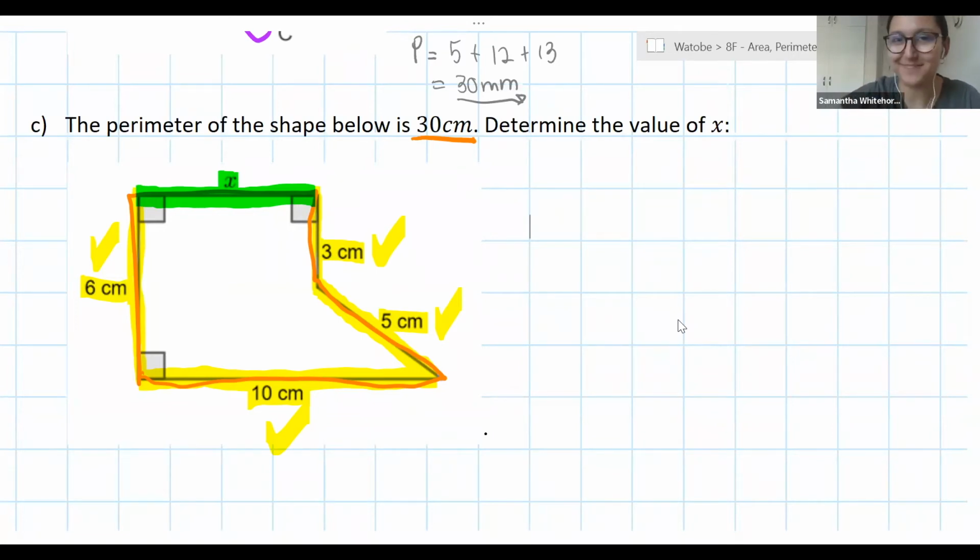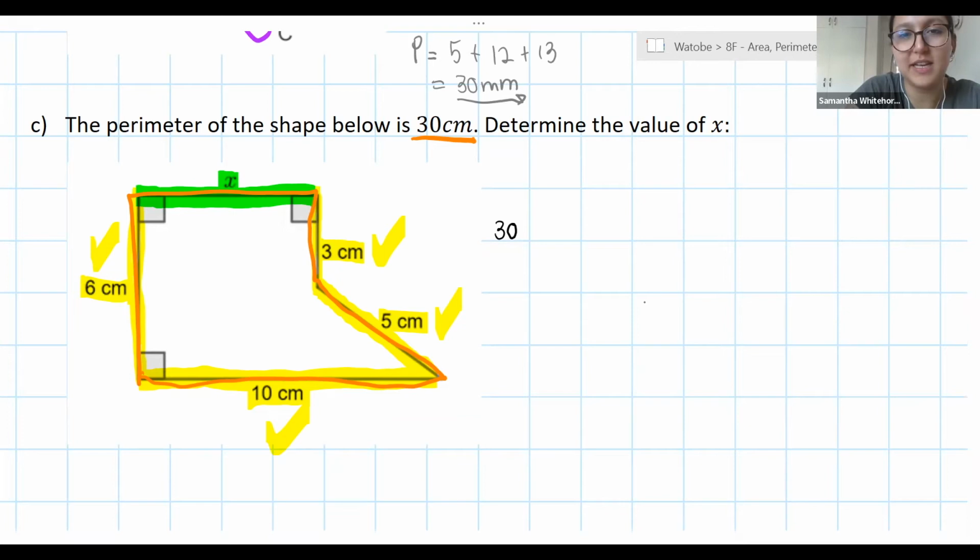Ma'am, can I please try? Yes. Ma'am, I think that you say 3, you put 3 in brackets squared, and then plus, oh, you said, no, ma'am, you said 30 minus 24. And where did you get 24 from? From 3, 5, 10, and 6.